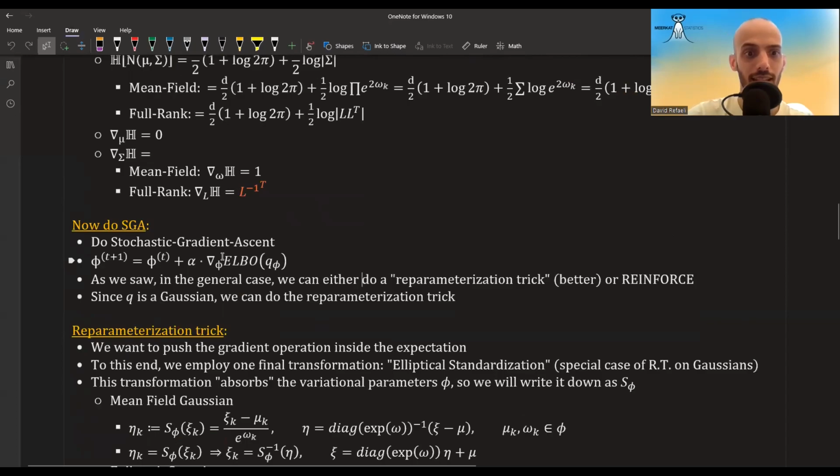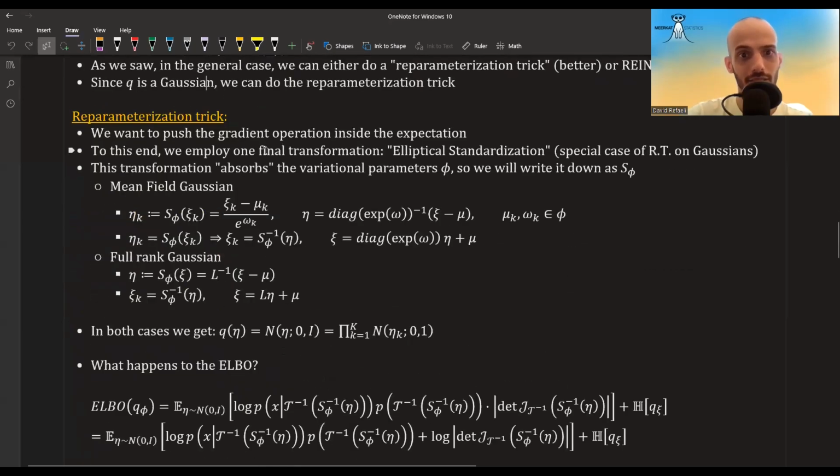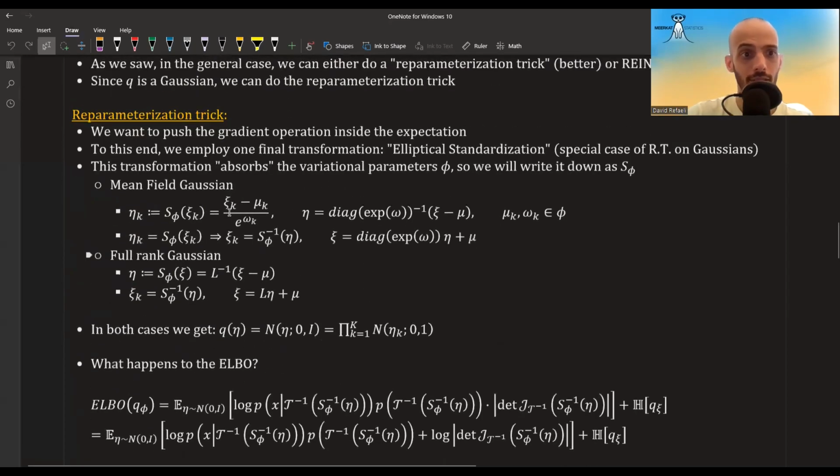Yeah, so the ELBO is an expectation of something. We want to just push the gradient inside the expectation and then use MC integration to calculate this quantity. So what is the reparameterization trick? Well, it's basically just standardizing the normal distribution here. In the paper, they call it elliptical standardization, which I guess is the special case name of the reparameterization trick on Gaussians. So how does it look for the mean field?